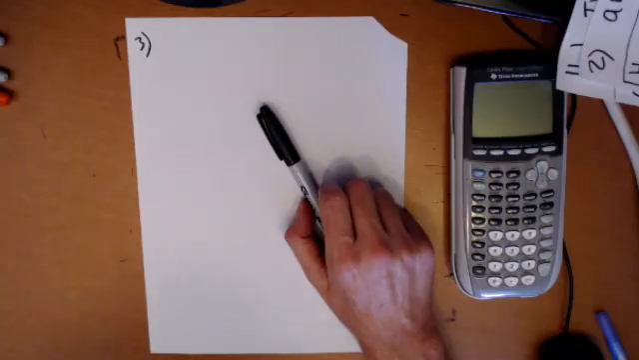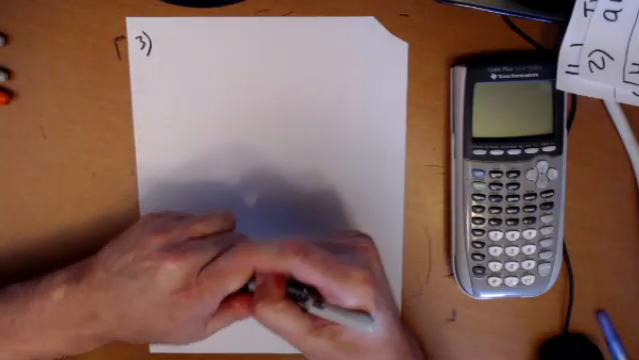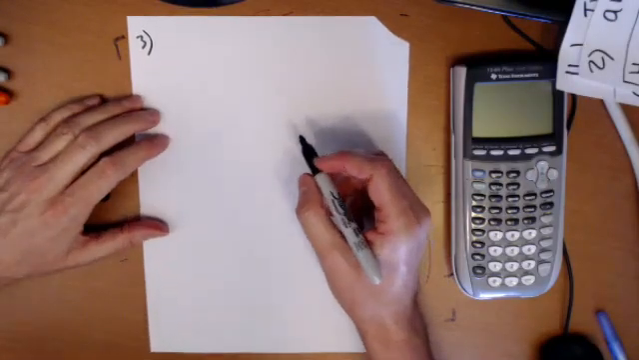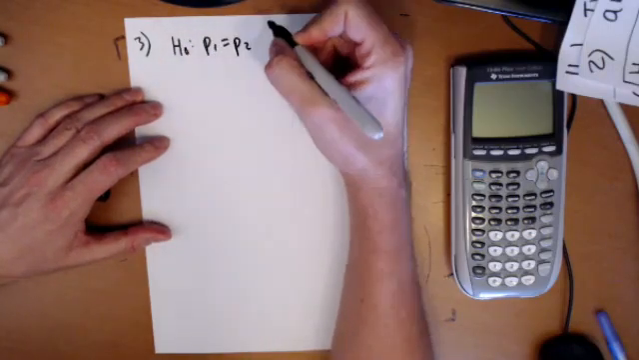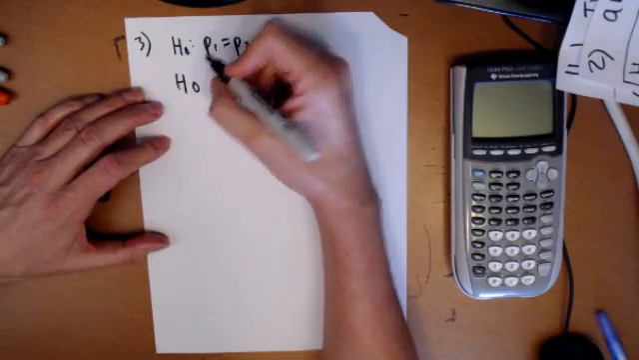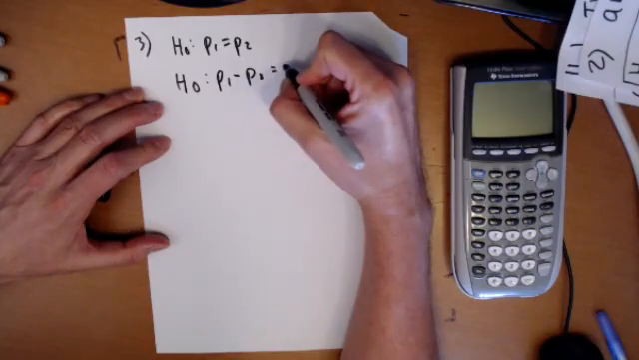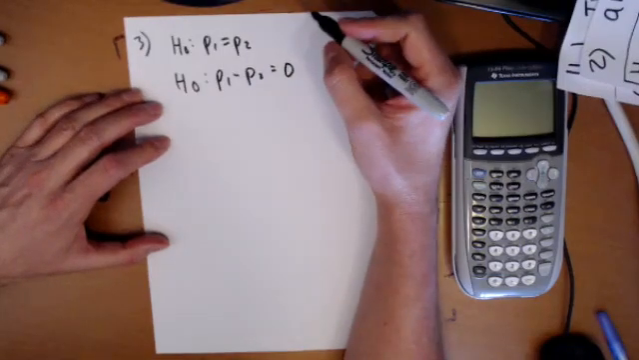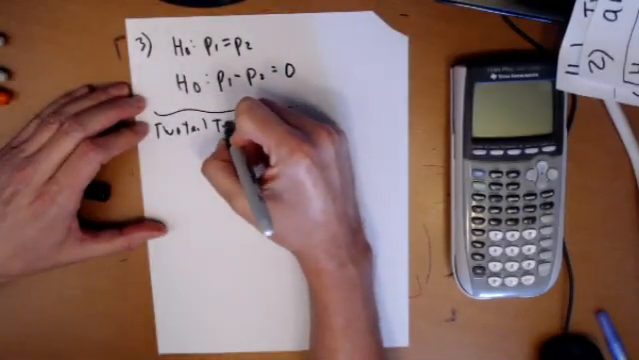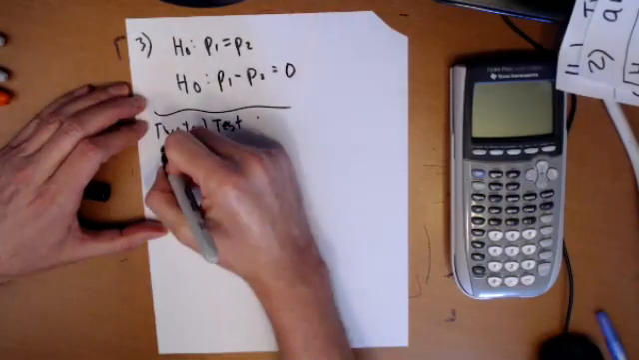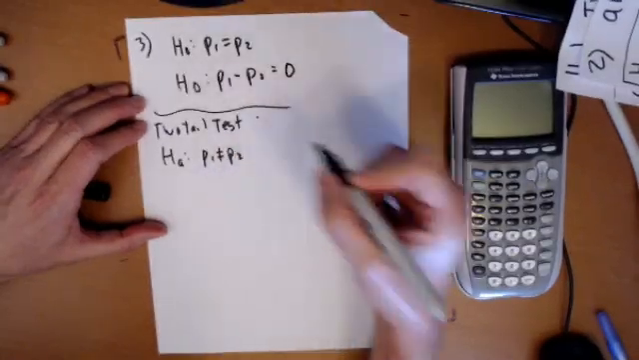Hey folks, problem number 3. Hopefully you watched the previous example all the way to the very end. In that problem, I was showing you that if the null is P1 is equal to P2, then you could rewrite the null as P1 minus P2 is equal to 0. And if it's a two-tailed test, what's implied for the alternative is that the proportions are different.